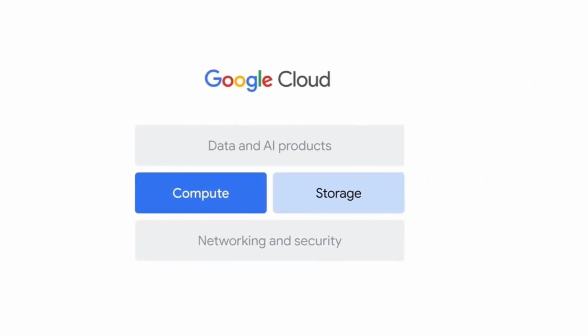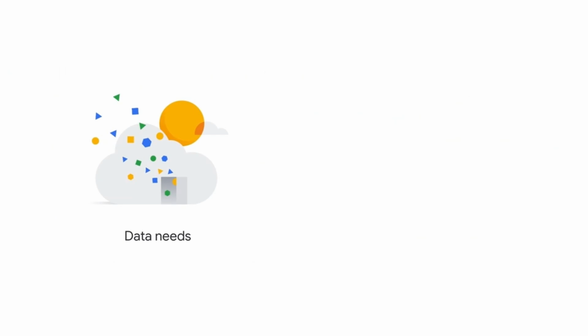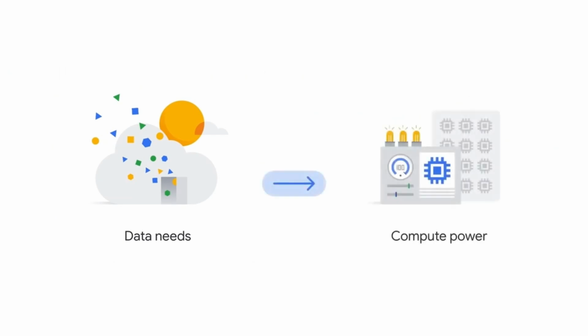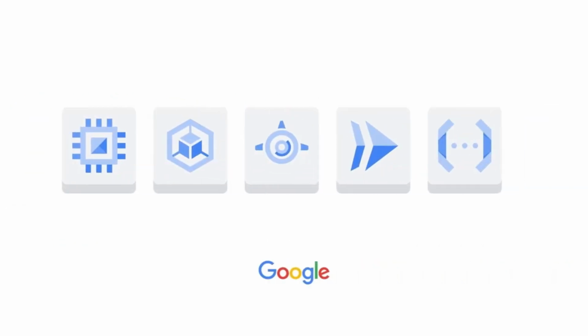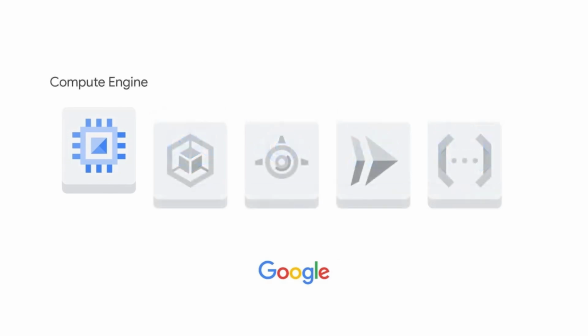Let's begin with compute. Organizations with growing data needs often require lots of compute power to run data and AI jobs. And as organizations design for the future, the need for compute power only grows. Google offers a range of computing services. The first is Compute Engine.